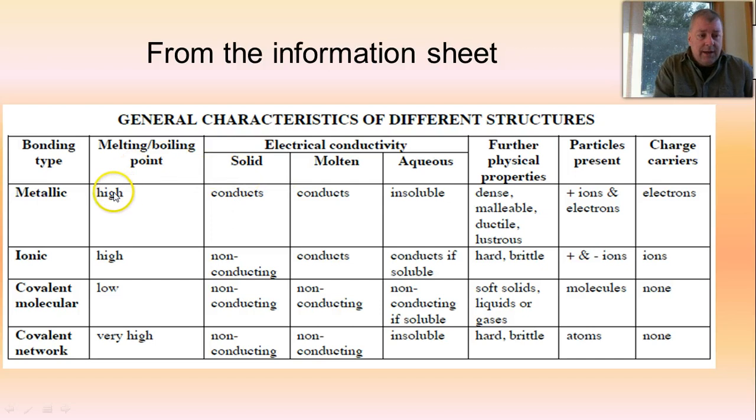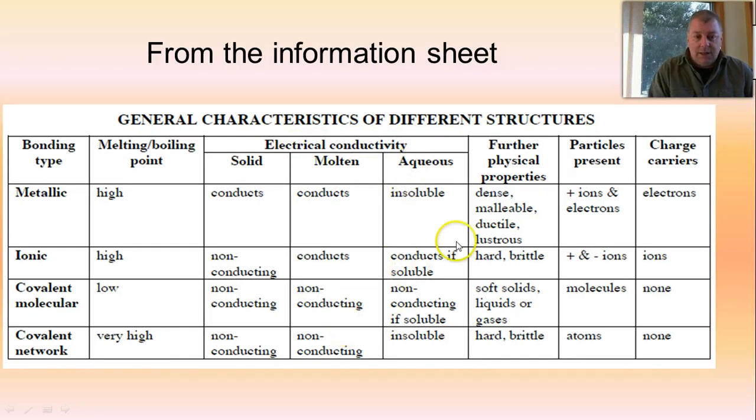Melting points. Now, high. What is high? What is low? Unfortunately, we don't quantify it in a range of temperatures, but with a bit of practice you get the idea of what's a high temperature and what's a low temperature. The high temperatures are probably greater than 800 degrees. The low temperatures are probably room temperature we're talking about, and the very high temperatures are in the 1000 degrees plus. Okay, electrical conductivity, solid, molten, aqueous.